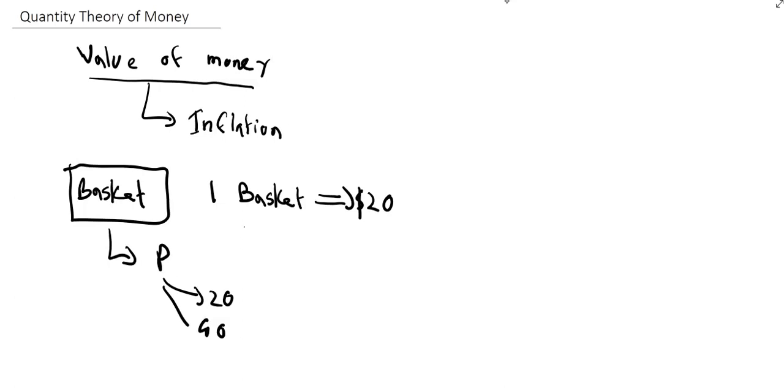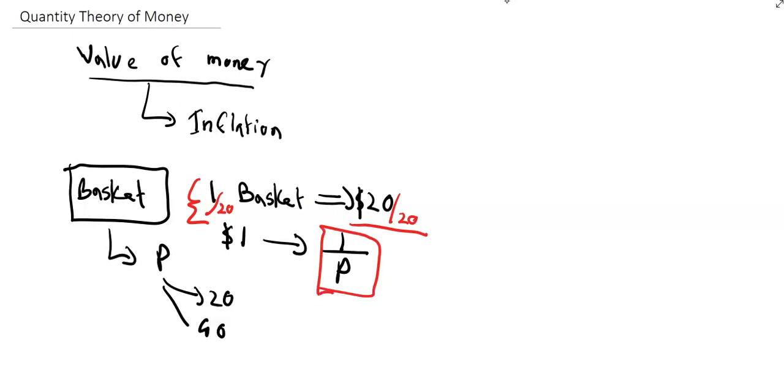Therefore, the value of $1 is going to be 1 over the price of that basket. In other words, how did we get this number? If I divide both sides by 20, then I get this. So I can say that $1 can buy me 1/20th of the basket of goods and services, or 1 over P of the basket. From here, we can then talk about what is the value of money.